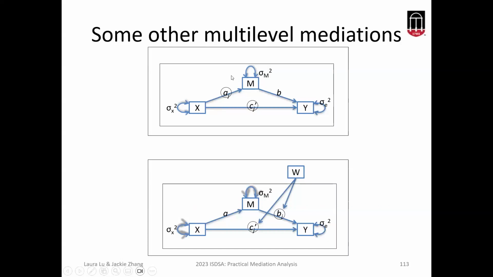And we may also have this model, although X and Y are at the same level 1, but we can make it constant. We can make it random or make it constant if they are at level 1. We can also add some other variables at level 2. For example, W here is going to moderate this mediation. So we have moderated mediation here, and W is a level 2 variable. So it will influence the random effects of B and C prime.